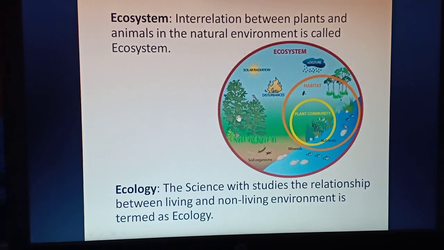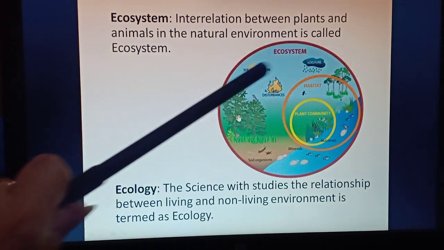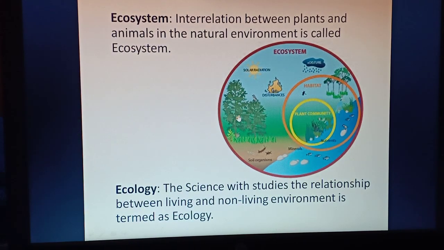Let's now understand about ecosystem. What is ecosystem? The interrelation between plants and animals in the natural environment is called ecosystem, as you can all see in the picture. And what is ecology? The science which studies the relationship between living and non-living environment is termed as ecology. I think now you have totally understood what ecosystem and ecology are.